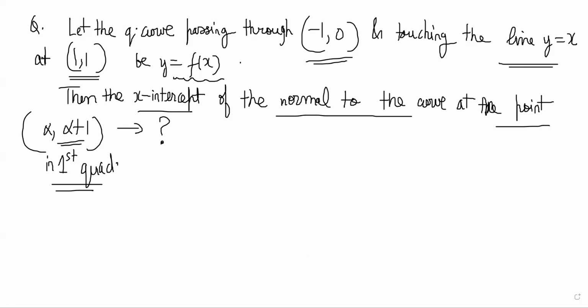So can we say that the curve and the straight line y equal to x plus 1 will have a common normal at that point? The straight line y is equal to x plus 1 and the curve have a common normal at the point alpha comma alpha plus 1. So we can say that the slope of that normal is -1.